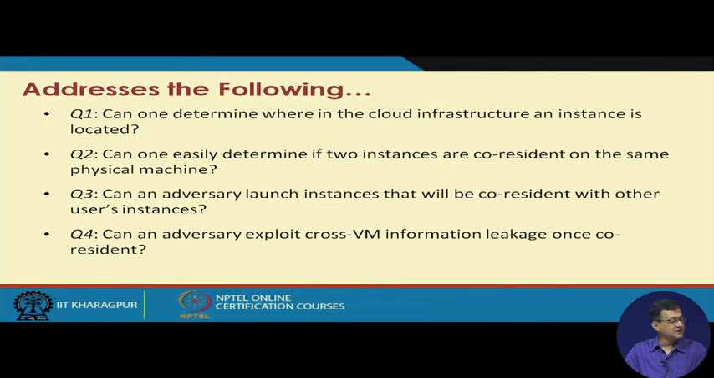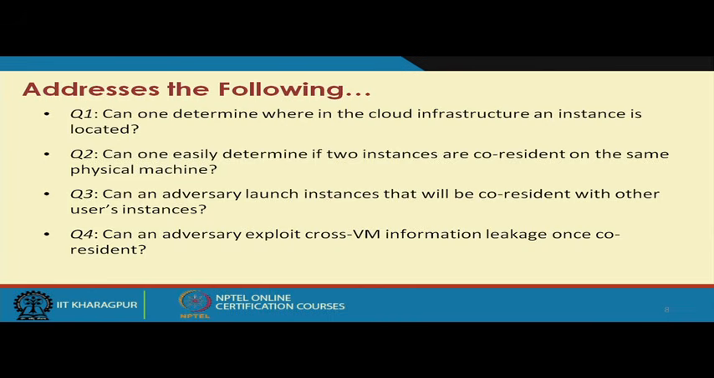Number 3: can an adversary launch instances that will be co-resident with the user instances? The question is whether the adversary can launch instances so as to achieve co-residence with some targeted instances. And number 4: can an adversary exploit cross-VM information leakage once co-resident? If it is co-resident somewhere, is there a possibility of cross-VM information leakage?